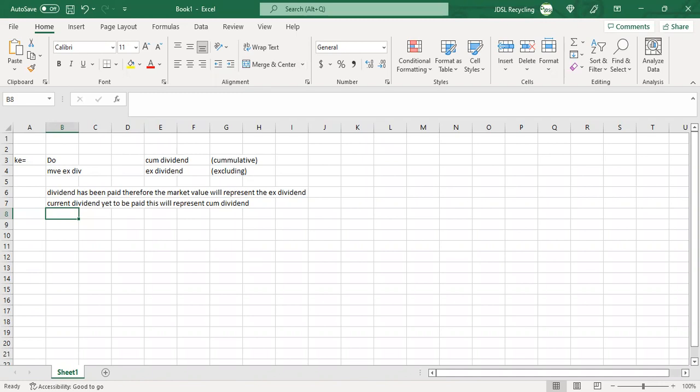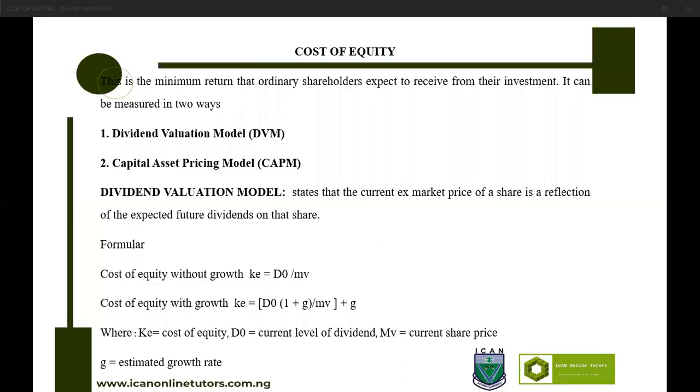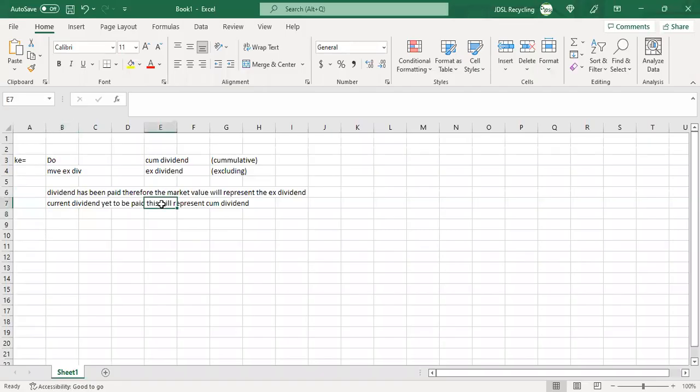The last statement: if it is cum dividend and you want to turn it back to market value, what you need to do is deduct your current dividend from your market value. That means the current dividend is yet to be paid. It is only when the current dividend is yet to be paid that you can deduct your current dividend from your market value to make it market value ex dividend. Is that clear? All right.